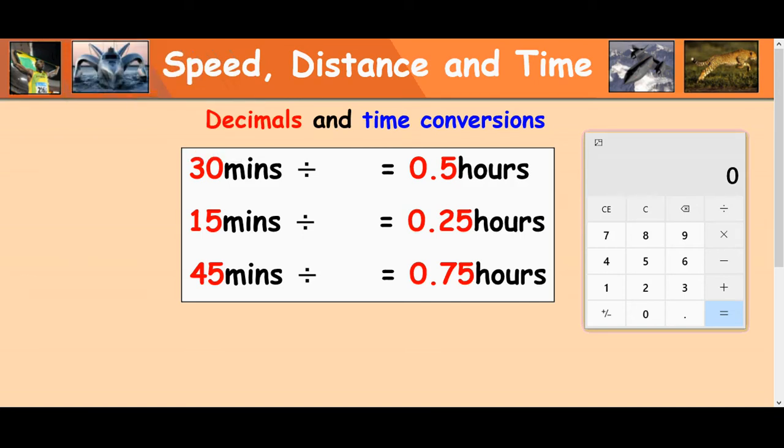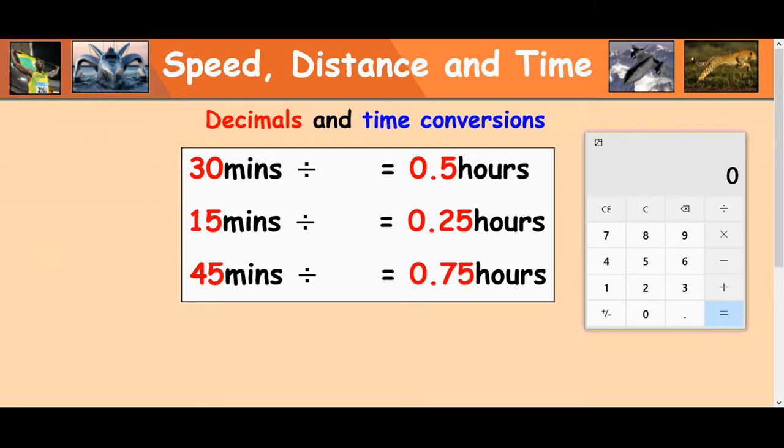In this lesson we're going to try and change hours and minutes into decimal times. We have done that before, but we're going to do it with different minutes instead of just 30, 15 and 45. And then eventually we'll try and use this in calculations, because once we get our minutes into a decimal we can use it in a calculator.